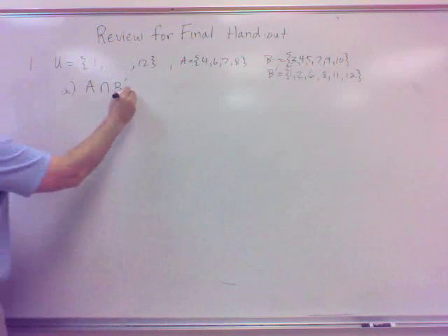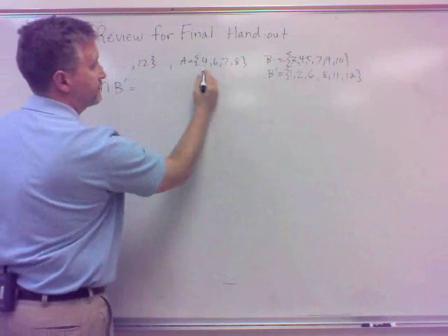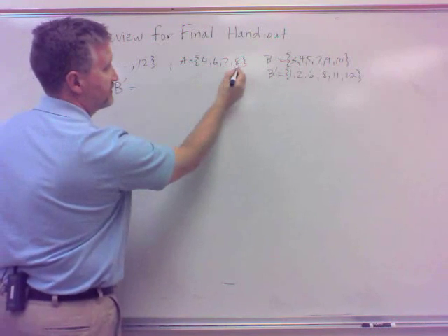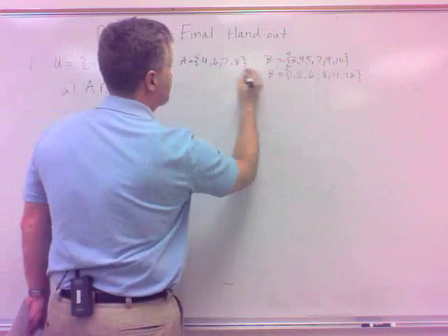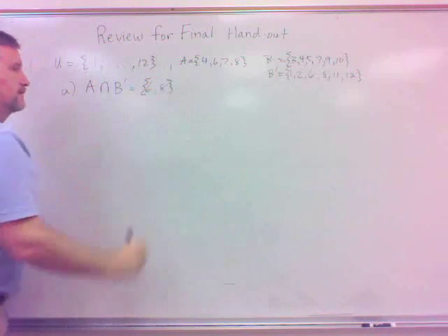So I want to look at A intersection these. So what do these have in common? Well, they've got 6 in common and 8. That's what I see. 6 and 8 are in both of them. Is that okay?